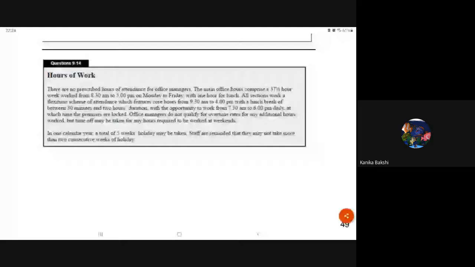Ma'am, it's written office managers do not qualify for overtime rates for any additional hours worked. Yes. So don't confuse it with not given. Right? So they are not paid extra money. कोई extra money नहीं मिल रहा for working at weekends. Right? So कोई भी additional hours के लिए they do not qualify. Right? Okay, false.